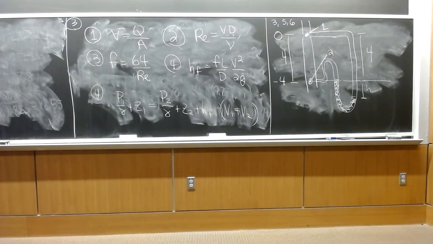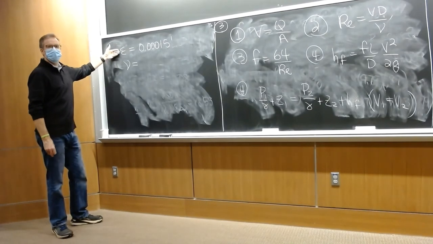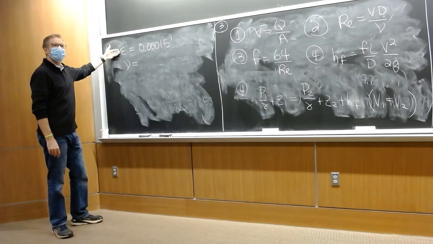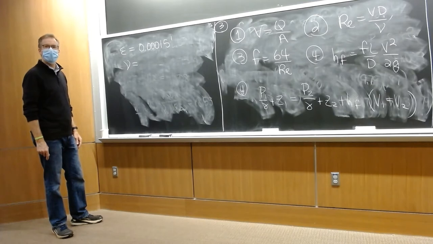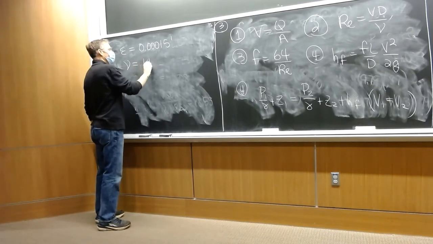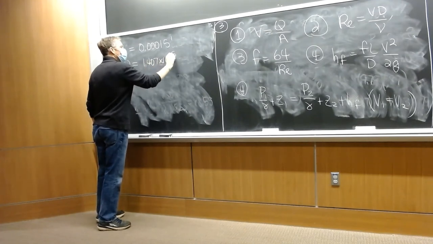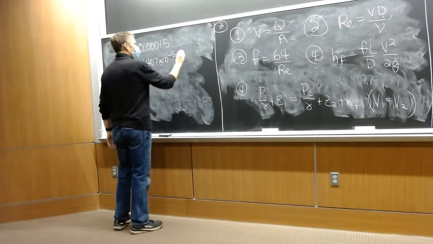Point 0.000 1.5. Is that feet? Feet, okay. And we're also going to need the kinematic viscosity. Can you move the camera? Yeah, so this is commercial steel. And as the water gets colder, you get a larger pressure drop, I believe. The kinematic viscosity is 1.407 times 10 to the negative 5. That's feet squared per second.